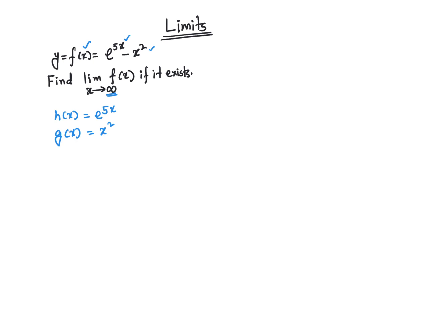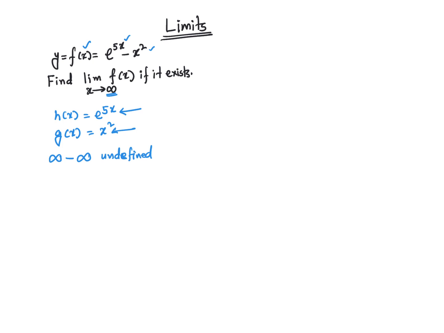If you look at these two functions, as x goes towards infinity, obviously g of x goes to infinity. And also, if x goes to infinity, e to the power 5x is also going to go to infinity. Now the question is, what happens? You are running into a situation of infinity minus infinity, which is technically undefined. Now, what happens to the behavior of this function as x approaches infinity?